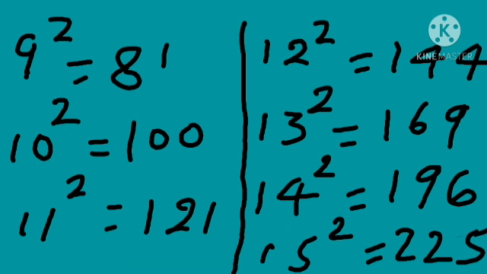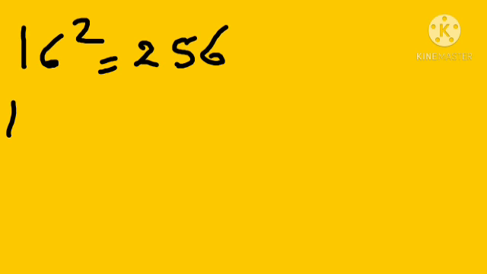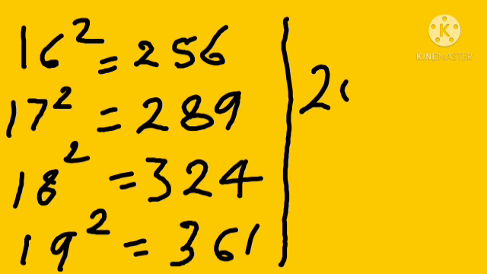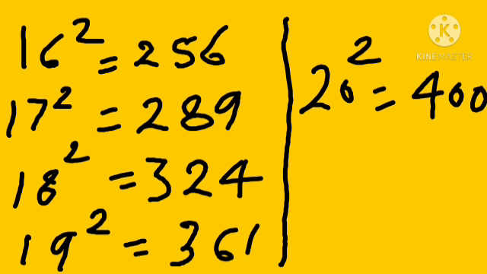The square of 13 is 169, square of 14 is 196, square of 15 is 225, square of 16 is 256, square of 17 is 289, square of 18 is 324, square of 19 is 361, and the square of 20 is 400. Okay, must remember till 20.